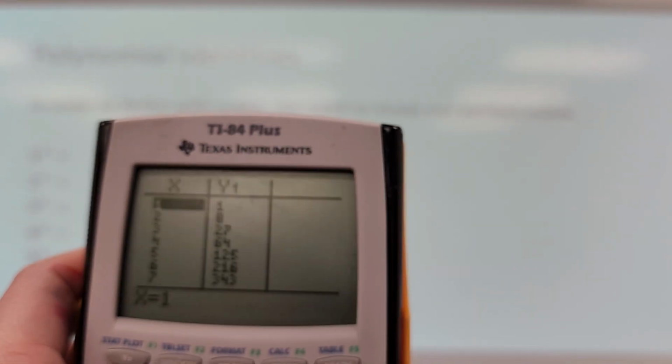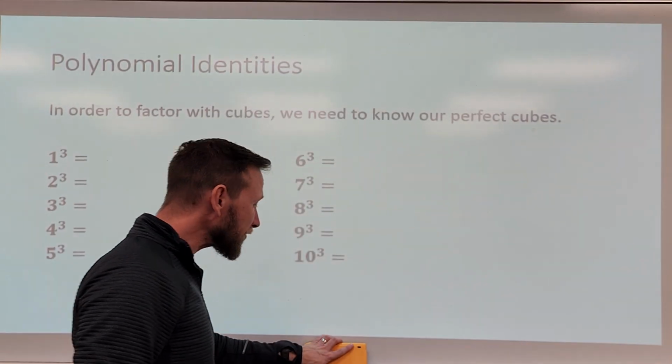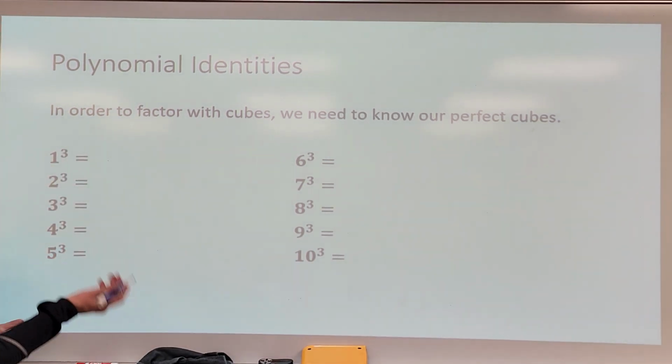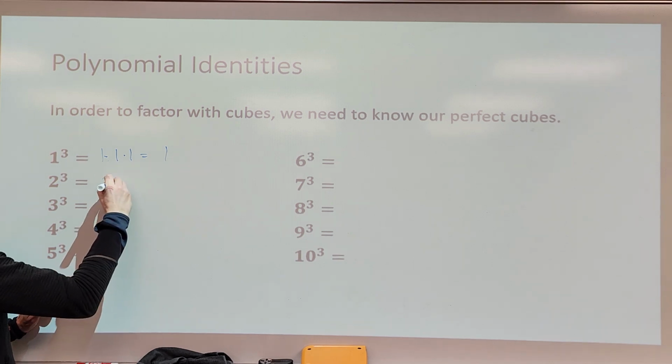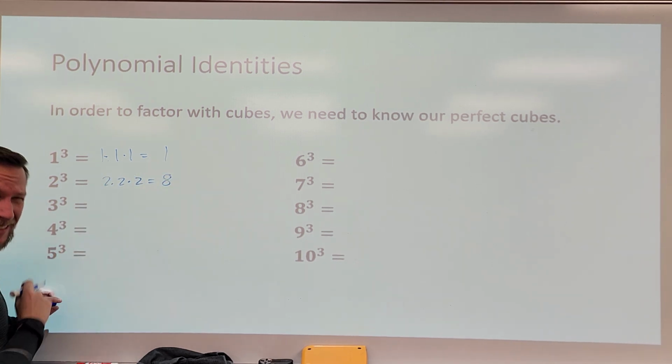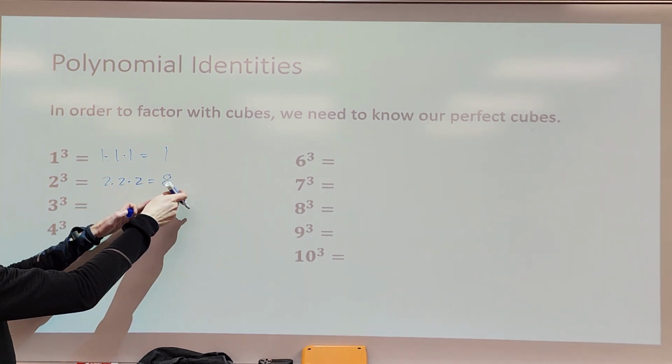1 cubed, 2 cubed, 3 cubed, 4 cubed, etc. What we need to remind ourselves of is that cubing is not multiplying by 3. 1 times 1 times 1 is going to be 1. 2 times 2 times 2 is not 6. 2 times 2 makes 4. 4 times 2 is 8.